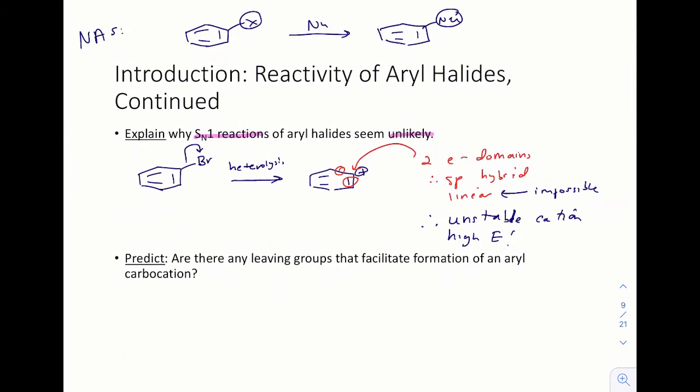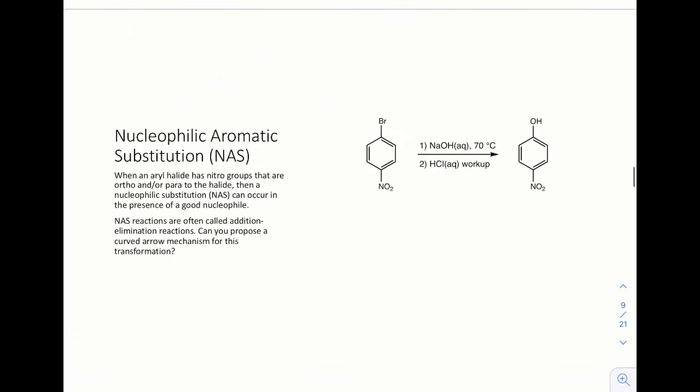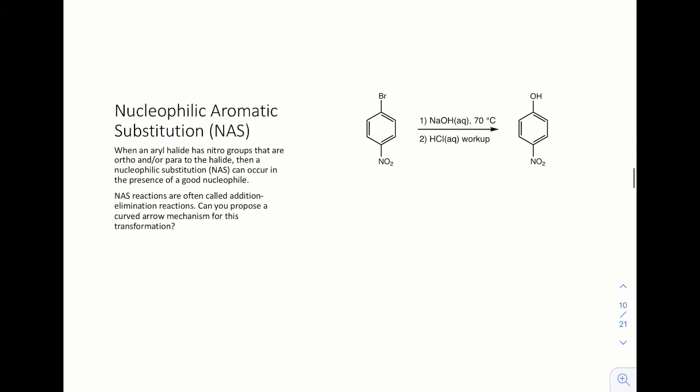In the case of SN1, it's unlikely because there's this extremely high energy cation. However, it's not necessarily impossible. Are there any leaving groups that might facilitate formation of the aryl cation? Well, like a really good one? We will come back to this question. All right, let's cut to the chase because nucleophilic aromatic substitution definitely happens.